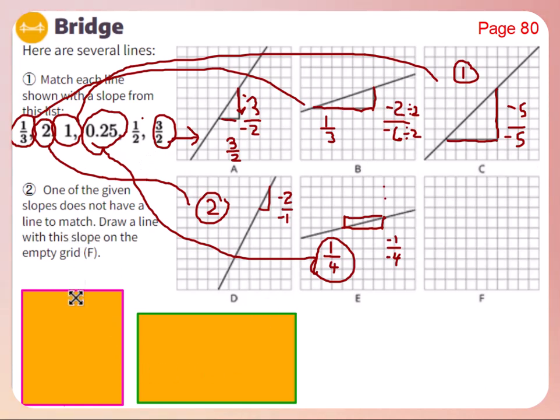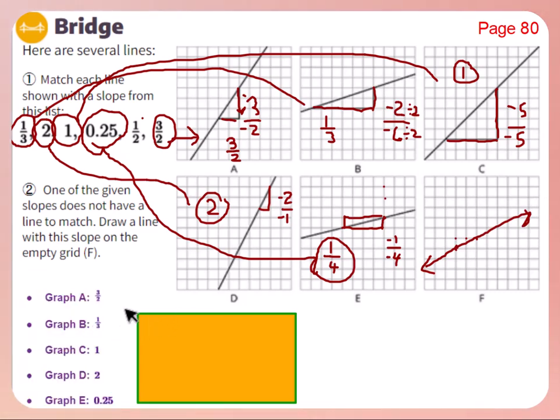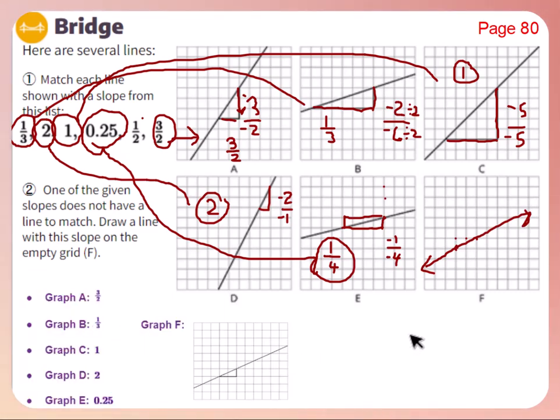All right, one of the slopes does not have a line to match. That's this one. So draw a line with the slope of 1/2. To do that, I'm just going to start on any point. I'm going to rise 1. We rise first, and then I'm going to run 2. So that's a slope of 1/2, and then connect those dots. Yours may not look exactly like mine, okay, but it has a slope of 1/2.